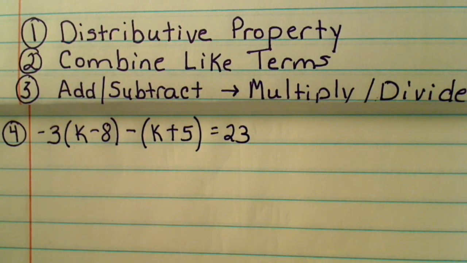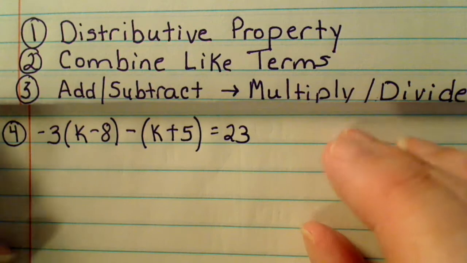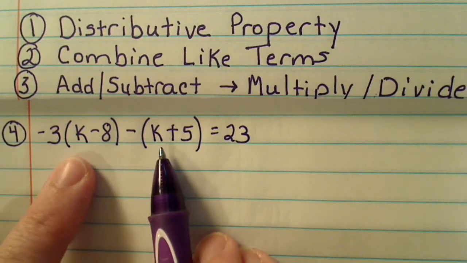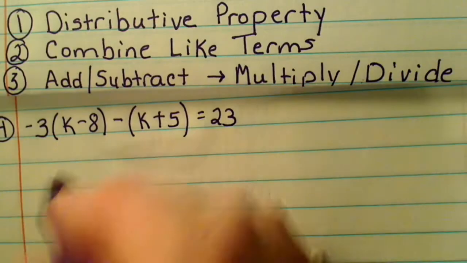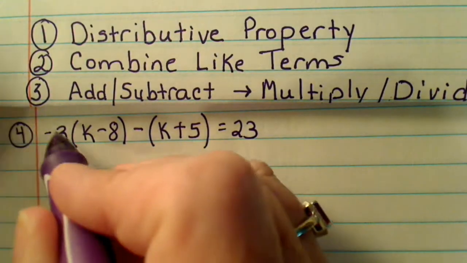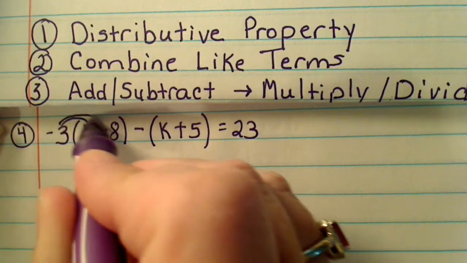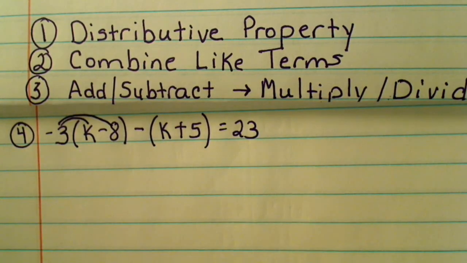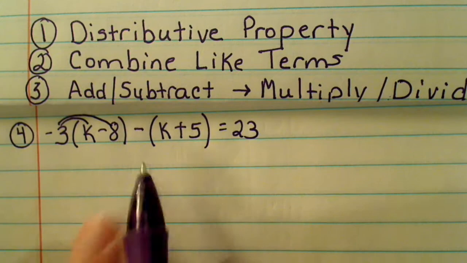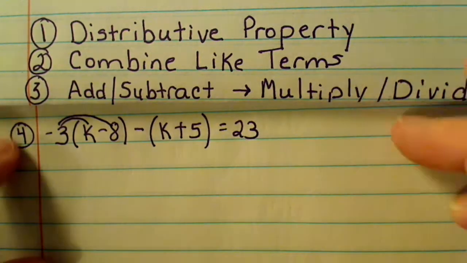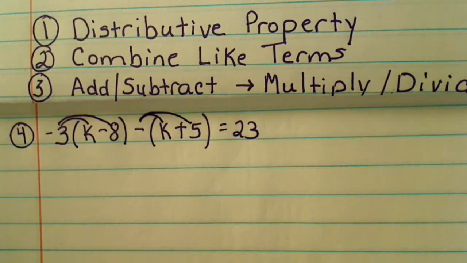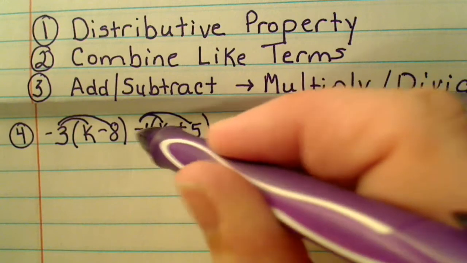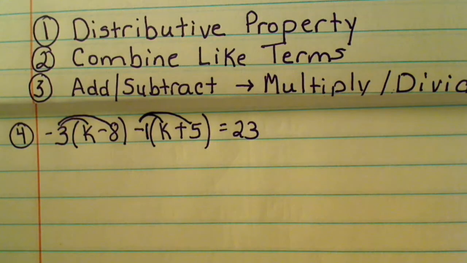First step is doing the distributive property. Okay, I actually have 2 different parentheses here. So over on this side, I'm going to distribute the negative 3 times each thing inside of the parentheses that follows it. Here, I'm going to multiply a negative times everything on the inside. This is understood as having a negative 1.